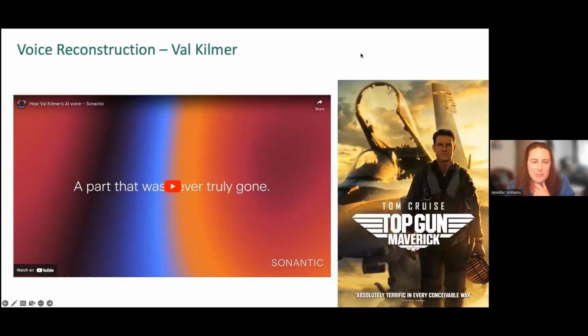So now I want to play a video of Val Kilmer's reconstructed voice. I'm not sure how many people are aware that Val Kilmer, one of the movie stars in the movie Top Gun, fell ill, and in order to have his performance in the movie, a company called Sonantic, which is one of my industry partners through Spotify, has used speech technology to take old recordings of his voice and give him a new voice so that he can say new words. And I'll play the video. It explains a little bit more.